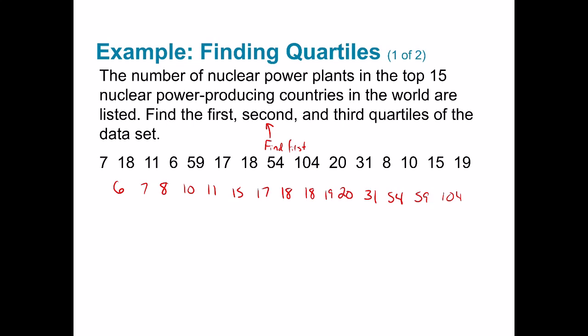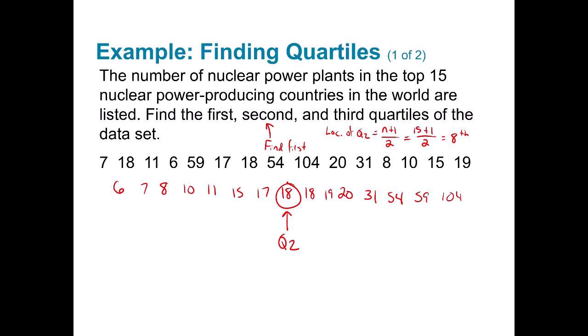Let's stick with what we know. We know how to find Q2. Remember from section 3.1, the location of Q2, the location of the median, is n plus 1 over 2. In this case, we have 15 data values, so 15 plus 1 divided by 2 tells us the 8th position is our median. So we go in 1, 2, 3, 4, 5, 6, 7, 8. So 18 is our median. That is Q2. So half of our data lies at or below 18 in this case.